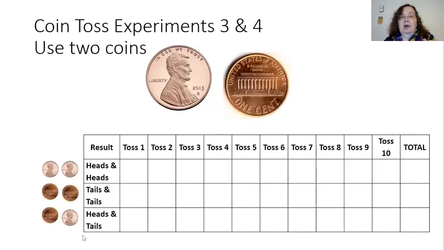The second part, for experiments 3 and 4, this time you're using 2 coins. So if you look down there, you could have 2 heads when you tossed them. You could have 2 tails, or you could have a heads and a tails. And you're going to do the same thing. Just mark down what your answer was and find out what that is. But what would your prediction be? What do you think would be the most likely thing to happen? You're going to have to experiment.